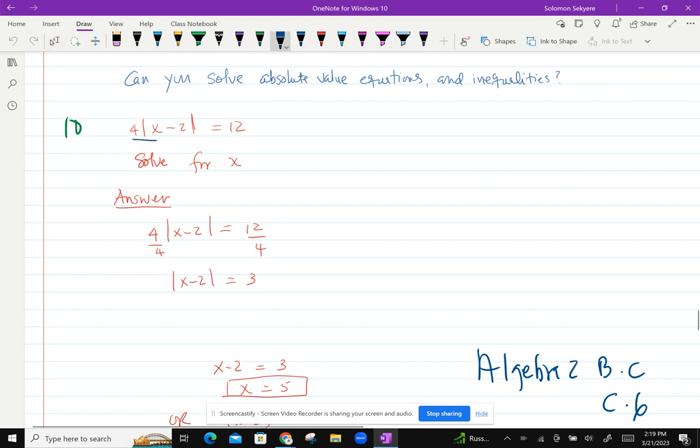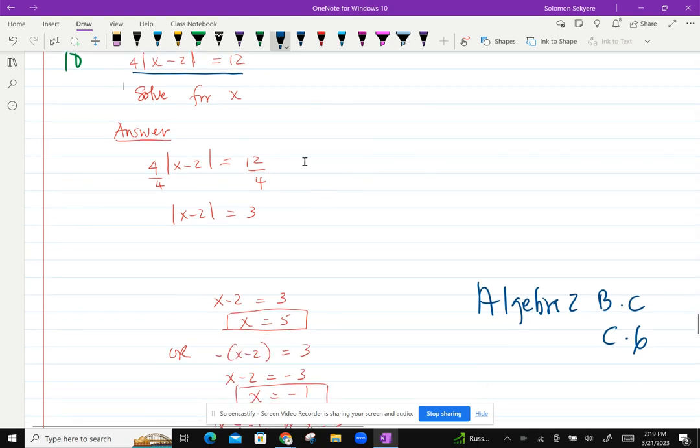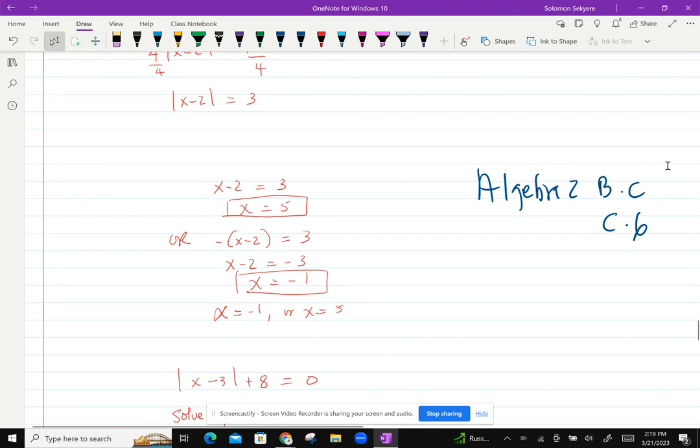All right, suppose you have this question to solve: 4 times the absolute value of x minus 2 is equal to 12. What's the value of x? How do you solve it? The first thing you do is you get rid of the 4. So you have the absolute value of x minus 2 is equal to 3.